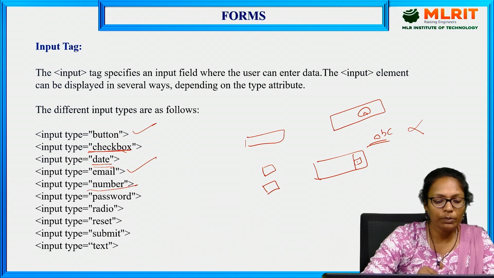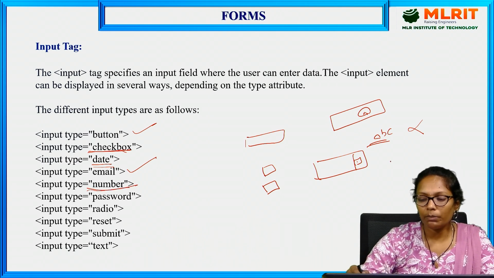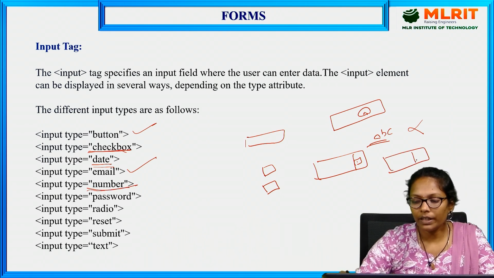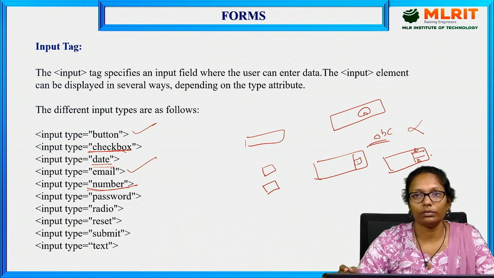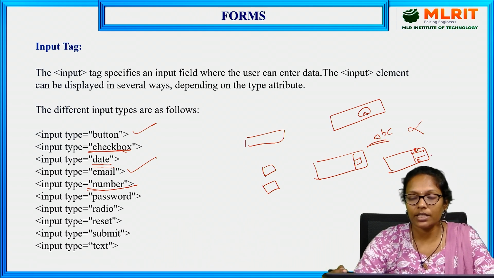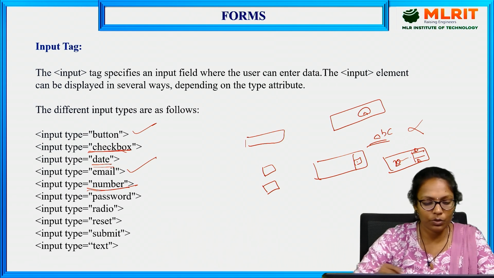And next is the number field. If I give the number field, I will get a field like this with increment and decrement operators, in the sense of buttons. If I click on it, the number will be incremented: 1, 2, 3, something like that. If I click on the other, the number will be decremented. So that's the number field.